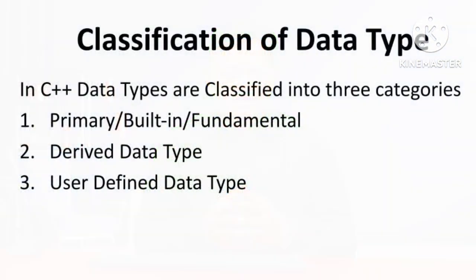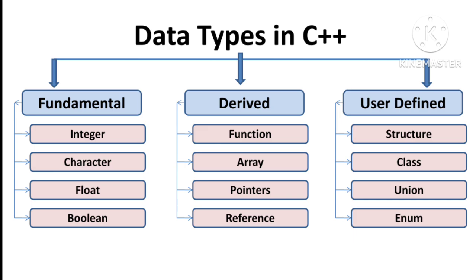In C++, data types are classified as, the first one is primary or the built-in data type. The second one is derived data type. These derived data types are derived from the built-in data types, and the third category is user defined data type. As we can see in this figure, data types are classified into three major categories: fundamental, derived and user defined data types, and these categories are sub-classified into further subcategories.